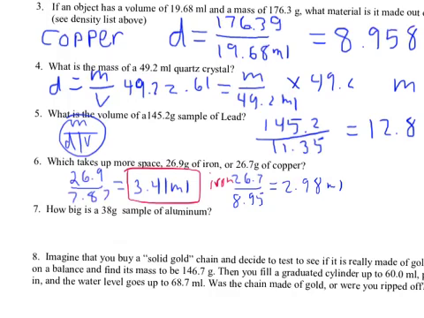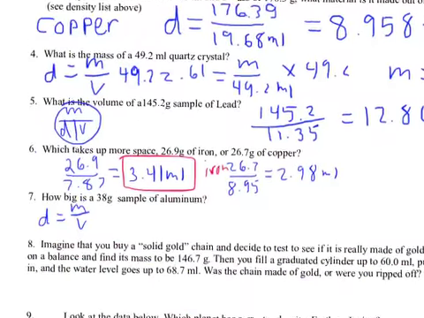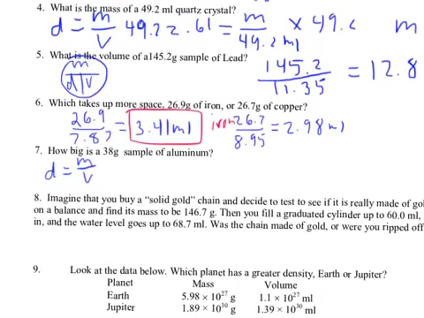Let's look at the next one. How big? Big is volume. Let's do it not using the equation circle this time. So I'm going to say density equals mass over volume. I've got aluminum, so let's figure out what the density of aluminum is. The density of aluminum, according to this, is 2.7 grams per milliliter. That equals the mass, which is 38 grams, over the volume.